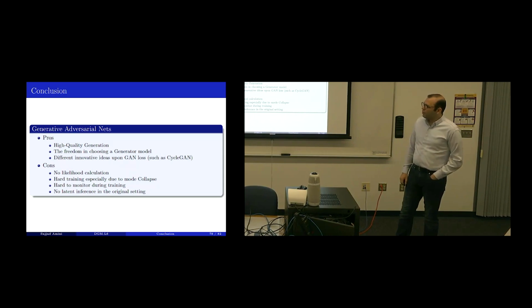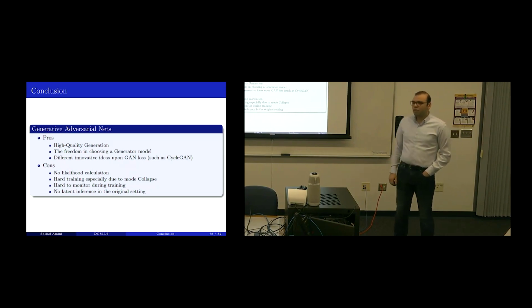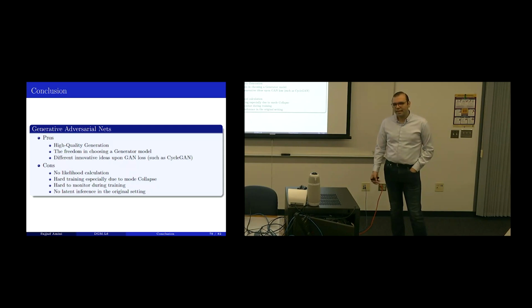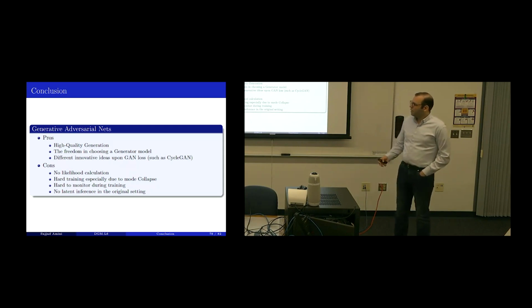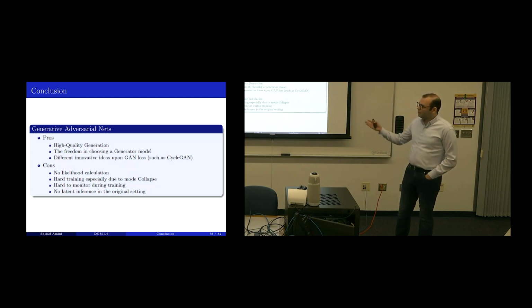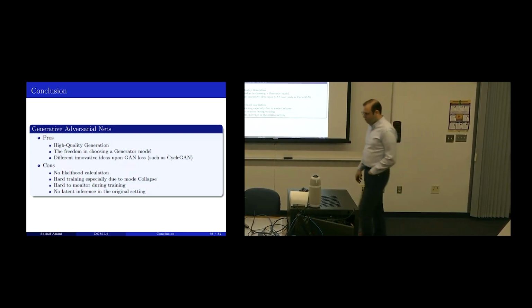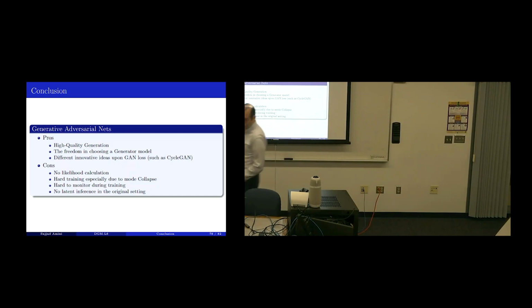And also, there is no latent inference in the original setting. We see that BiGAN can provide you with latent variable inference, but in the original GAN, you do not have such a tool. Any question about the GAN?